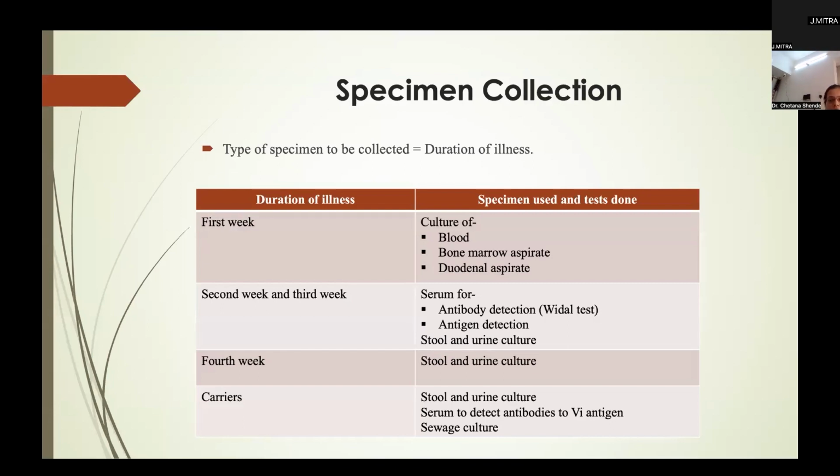So the diagnosis of typhoid depends upon the collection of the right specimen at the right stage of the illness. So depending upon the duration of illness, the specimen can be collected. In the first week of illness, we can go for culture of blood, bone marrow aspirate, and duodenal aspirate. In the second week of illness, serology plays an important role, especially antibody detection by the Widal test. Then in the third and fourth weeks, stool and urine culture play an important role. Diagnosis of carriers can be made by detection of antibodies to the Vi antigen and stool, urine, and sewage culture. Next slide, sir.